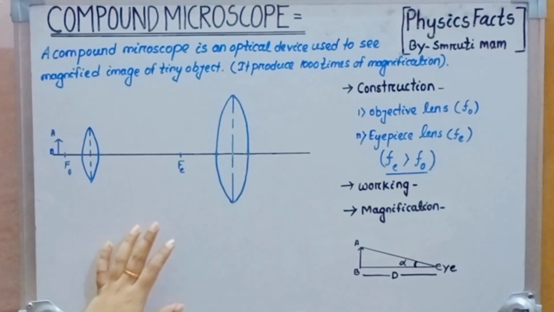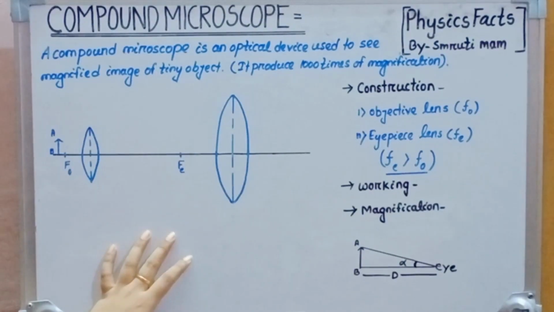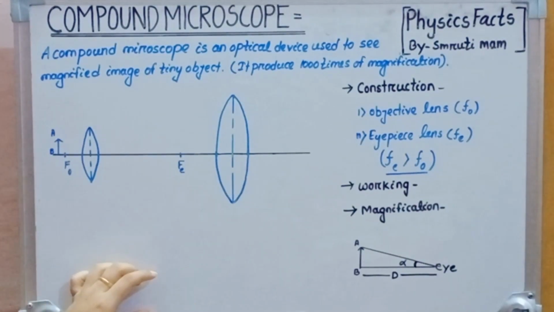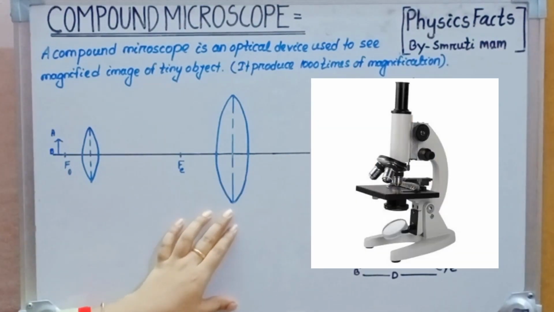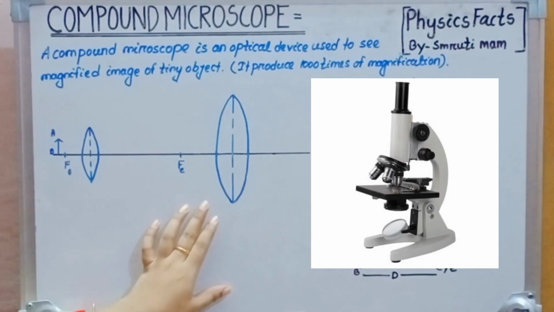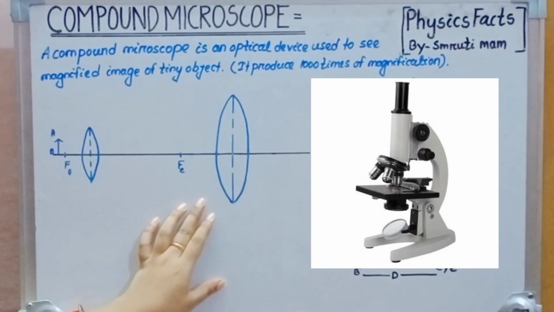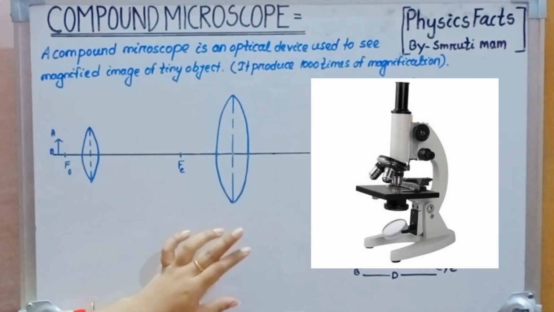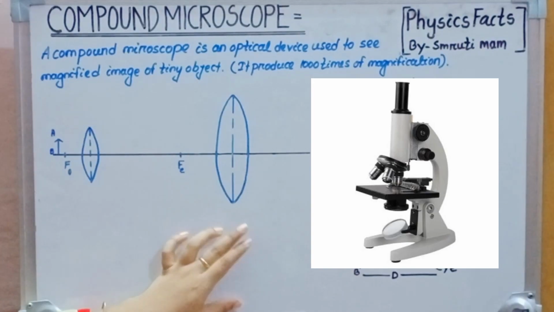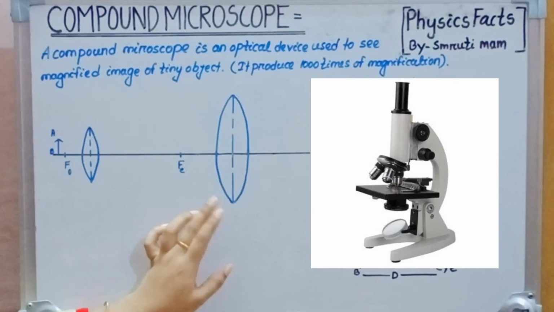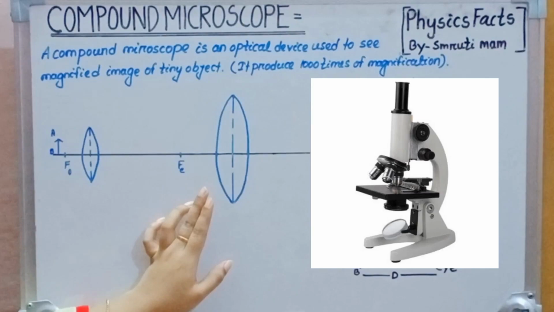Now let's go to the construction, how the compound microscope is built. The compound microscope consists of two lenses. One is the objective lens, another one is the eyepiece lens. The lens which is nearer to the object is called the objective lens, and the lens which is nearer to the person's eye is called the eyepiece lens.